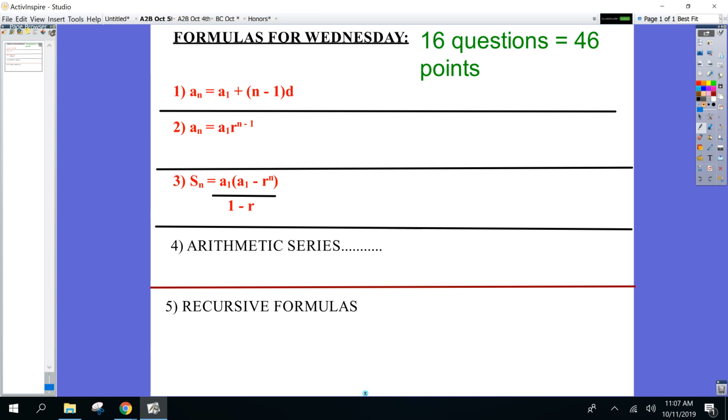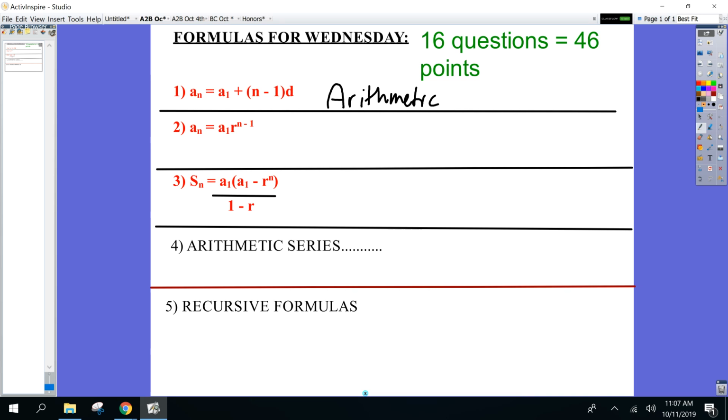Arithmetic. All right, arithmetic. That's great, but you also need to know what the different parts mean. Like, what's the d value? Go ahead, Lily. Common difference. That's what you're going by, what you're adding.